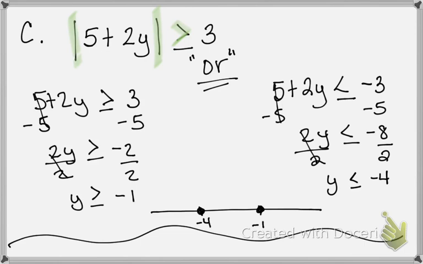So on this one, you would have got y is greater than or equal to negative 1, and y is less than or equal to negative 4. So put our 2 points, and I did solid. Now let's think about this. This is an or statement. Bring that thought down. This is an or statement.